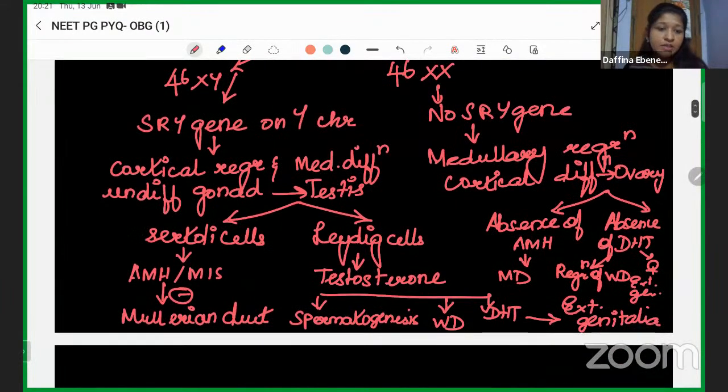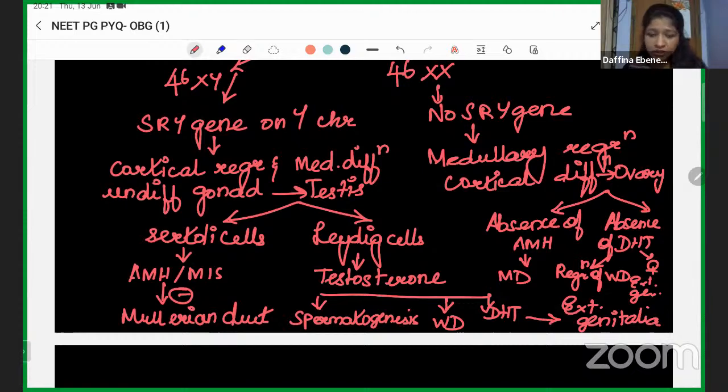Okay, so there are two types of cells that will be produced when it is a testis. One is the Sertoli cells, the other is the Leydig cells. The Sertoli cells are going to produce the anti-Mullerian hormone or the Mullerian inhibiting substance. Okay, so this in turn will lead to the inhibition of the Mullerian duct. On the other hand, Leydig cells will produce the hormone testosterone, which is going to promote spermatogenesis and lead to the formation of the Wolffian duct. It will get converted to dihydrotestosterone, and that in turn will lead to the formation of male external genitalia. All of these are going to be absent in females.